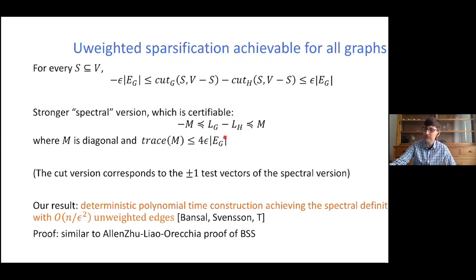And so our construction will actually also construct those matrices, which will just look like, on one side, epsilon times the degree matrix of G. On the other side, it will look a bit messier. Okay, so that's one definition that makes sense for all graphs. It's kind of trivial probabilistically. It should not be too hard to do it deterministically, but the only argument that we got is about the same complexity as BSS.